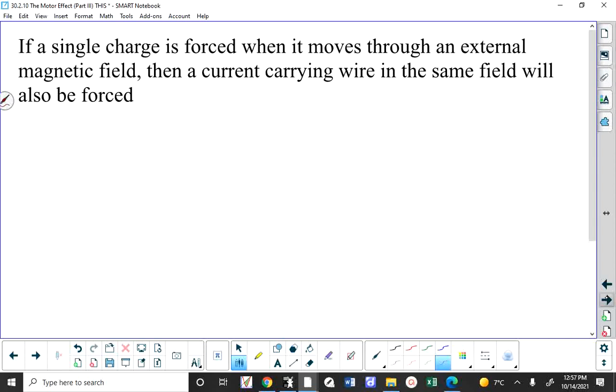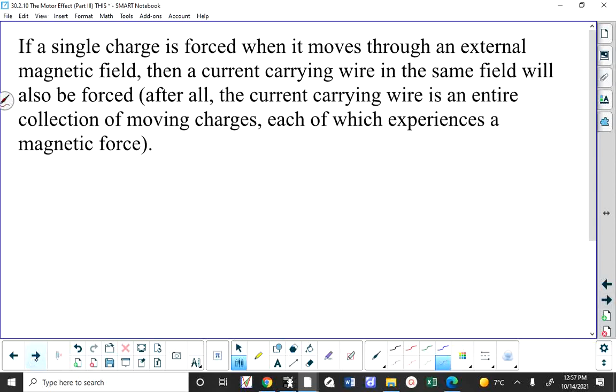And the reason is really simple. Each electron in the wire is experiencing a magnetic force. And if each electron in the wire is experiencing a magnetic force, and each electron is moving in the same direction, then the direction of the magnetic force on each electron will be the same. So the whole wire moves, is forced. And we're going to start off with a demonstration of that.